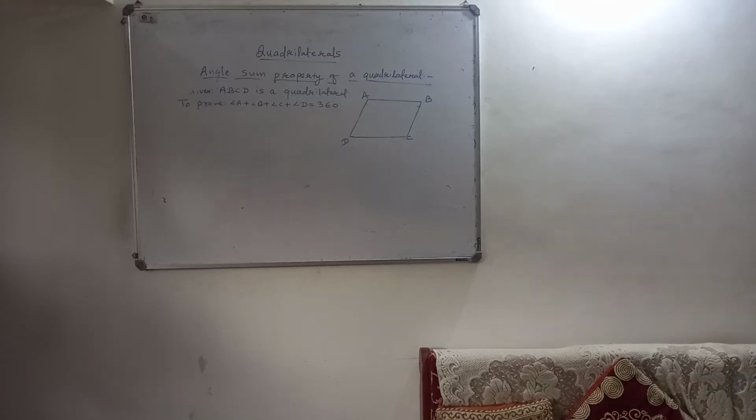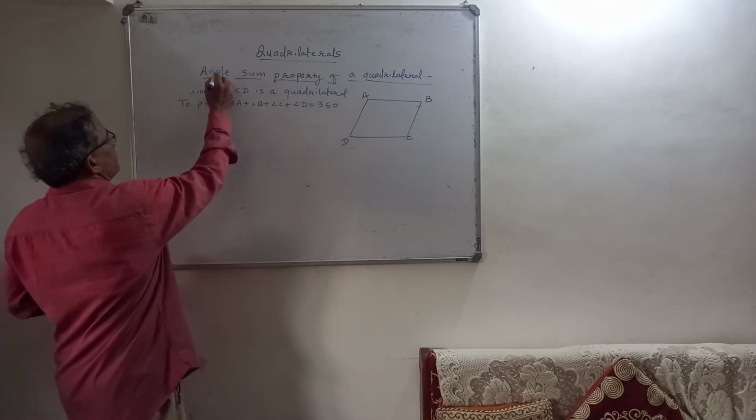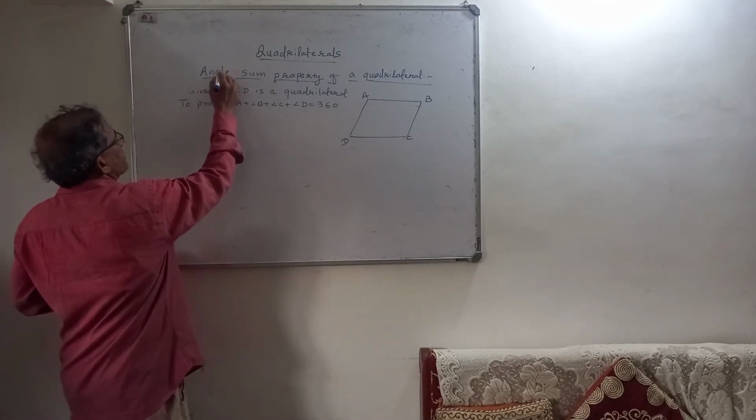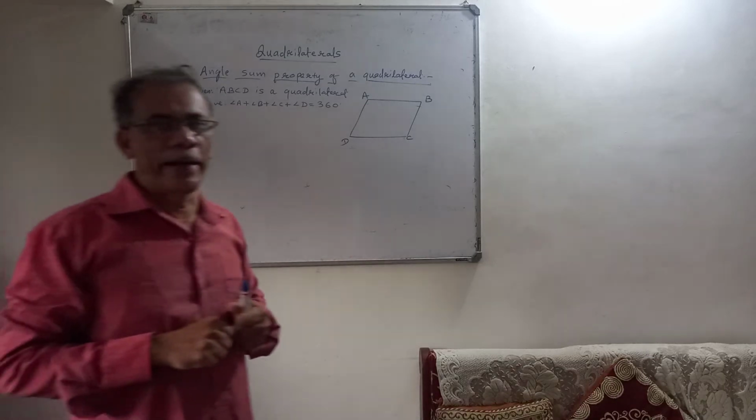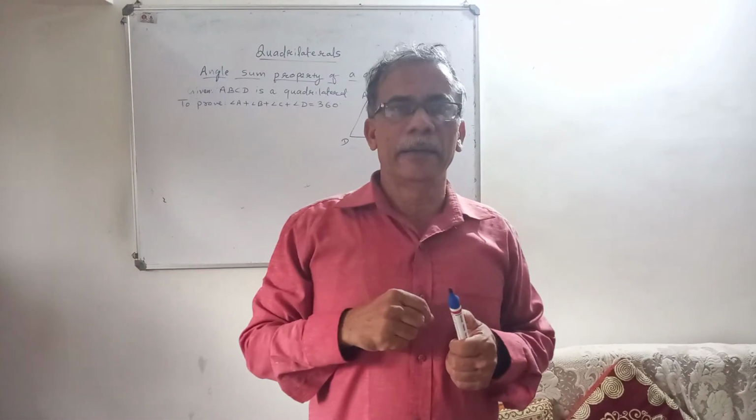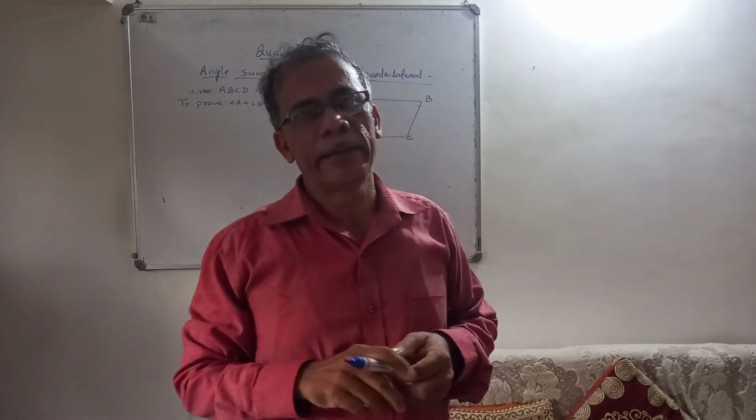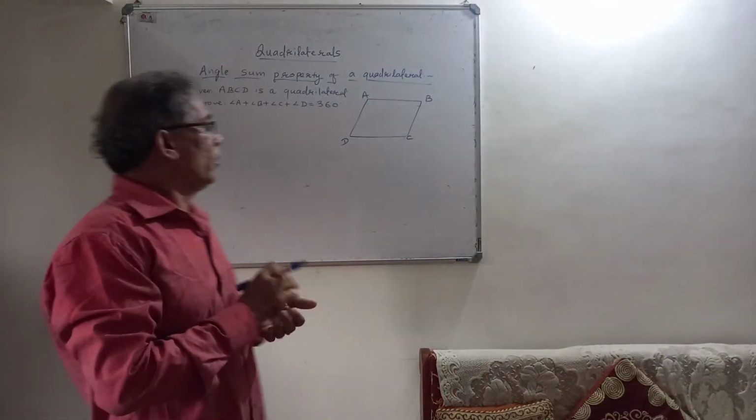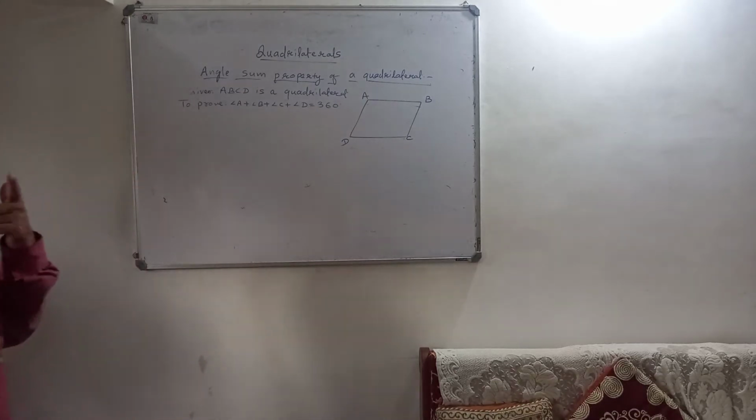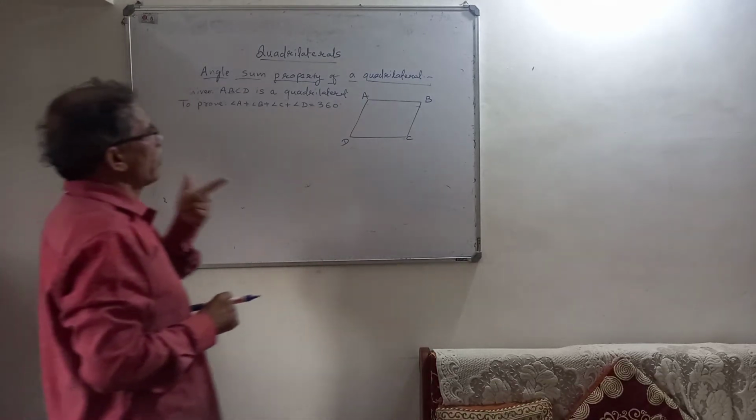Now let us study angle sum property of a quadrilateral. We have studied angle sum property of a triangle. What is the angle sum property of a triangle? That in a triangle, the sum of all three angles is always 180 degrees. That is called the angle sum property of a triangle.